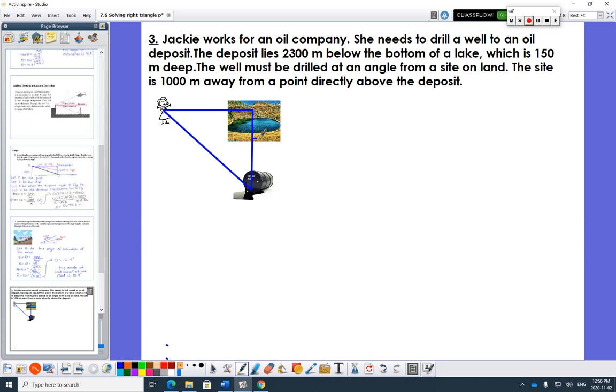So where Jackie is to the top of the lake, and then so you have to consider how deep the lake is, which is 150. And then from the bottom of the lake to the oil is 2,300. So now the total length of this side, you have to add them together. I will show my work so that later you can figure out where I got this number.